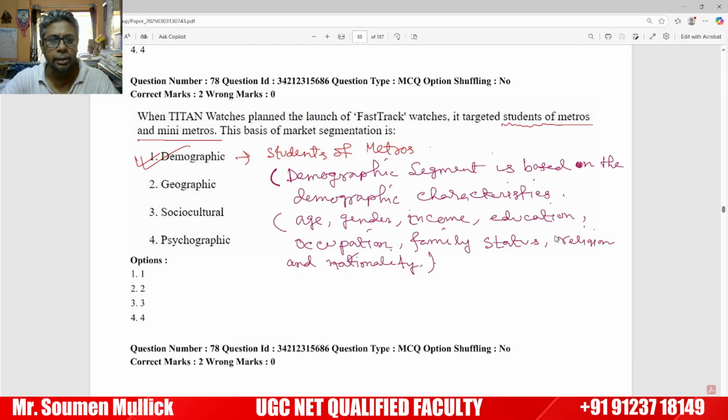Okay, now we are going to the next question. When Titan Watches planned the launch of Fastrack watches, it targeted students of metro and mini metro. This is basic market segmentation. There are four market segmentations: demography, geography, socioculture, and psychography. The correct option is demography, because demography is based on people: age, sex, group, educational profile, status. So students of metro and mini metro are mentioned here. That's why the demographic concept is right. Demographic segmentation is based on demographic characteristics: age, gender, income, education, occupation, family status, religion, and nationality.